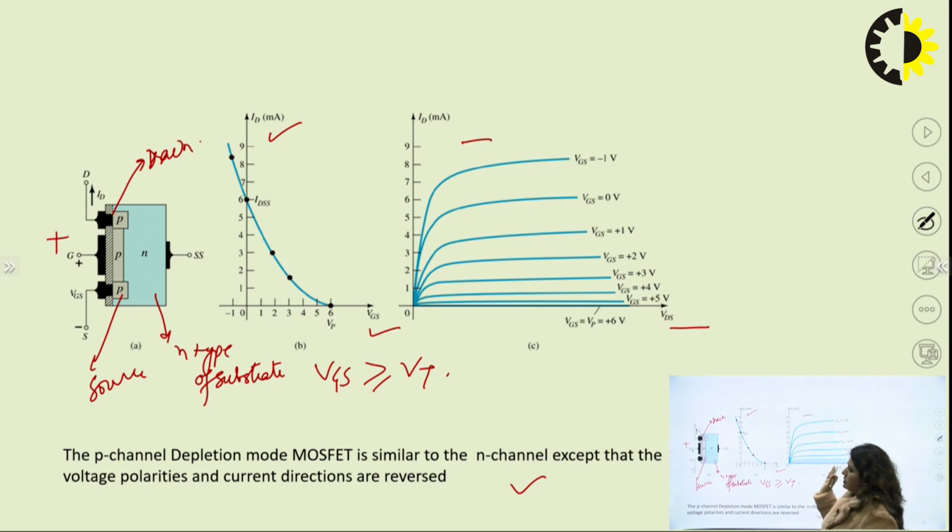So it is almost similar to the P type depletion type of MOSFET, but it is just reversed. Wherever the current increases in the P type depletion MOSFET, here in the N type depletion MOSFET, the current keeps on decreasing.